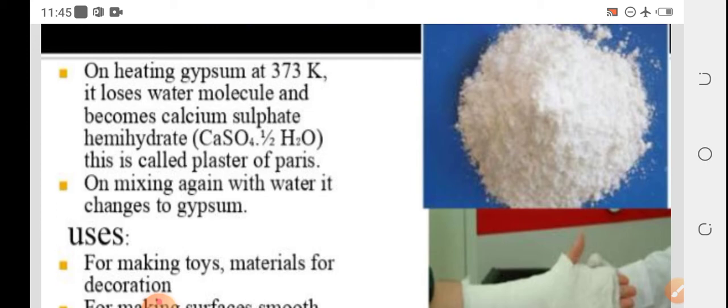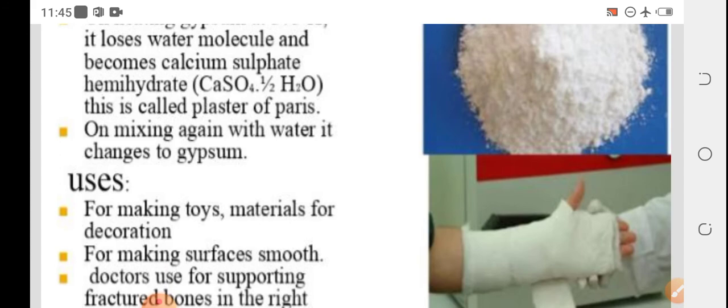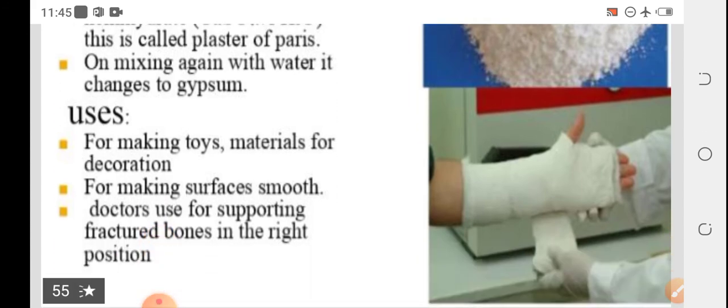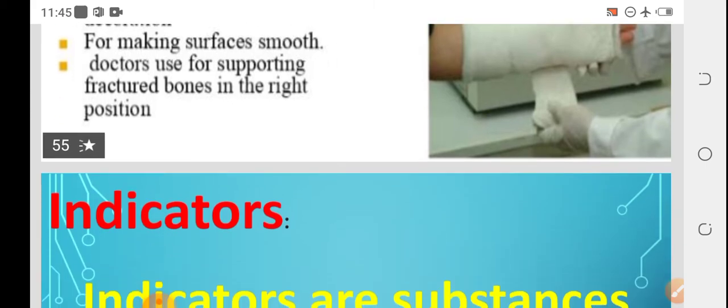If you mix plaster of Paris with water, it becomes gypsum again. What is the use of plaster of Paris? You can see the figure: for making tiles, material for decoration, for making surfaces smooth, and doctors use it for supporting fractured bones in the right position.